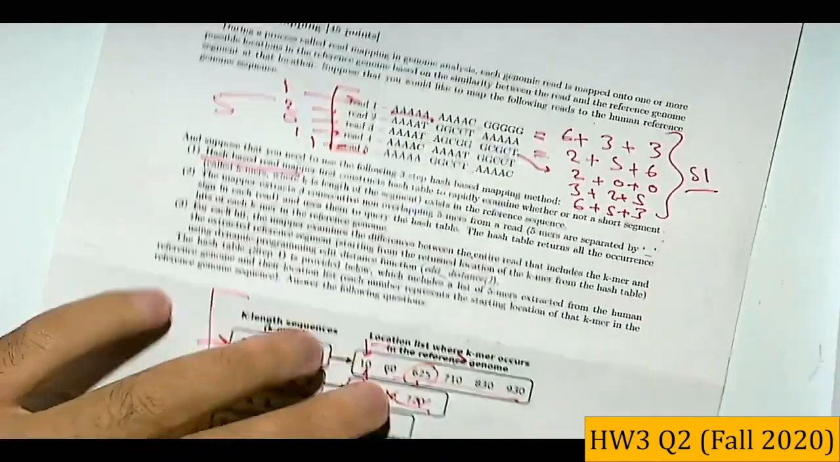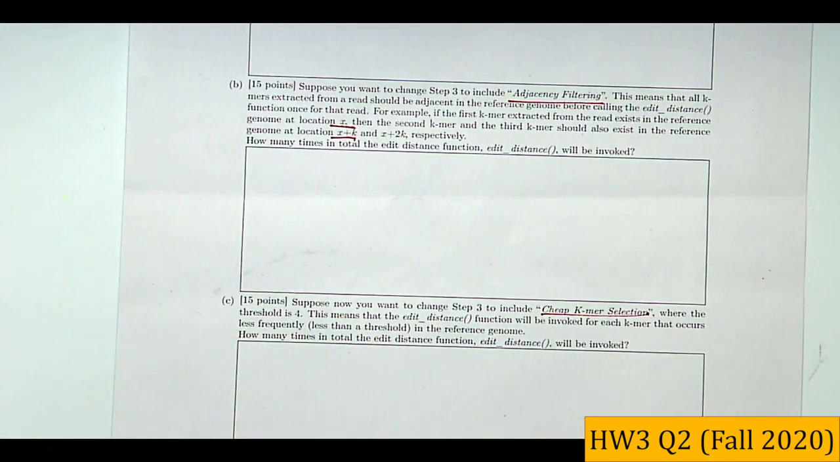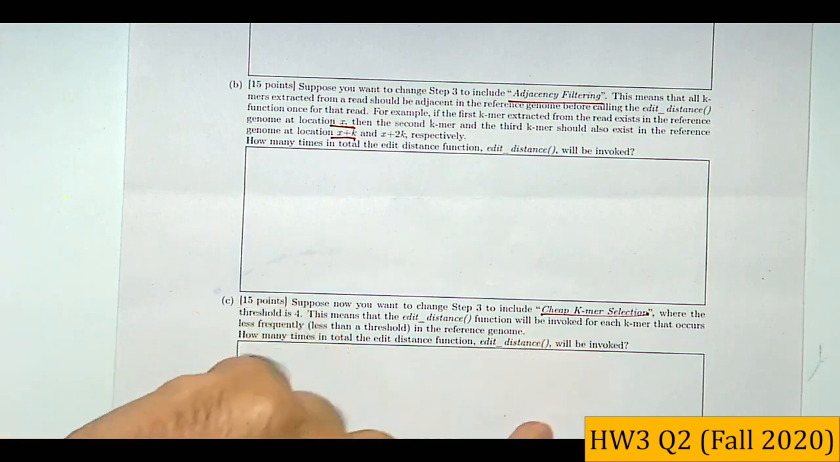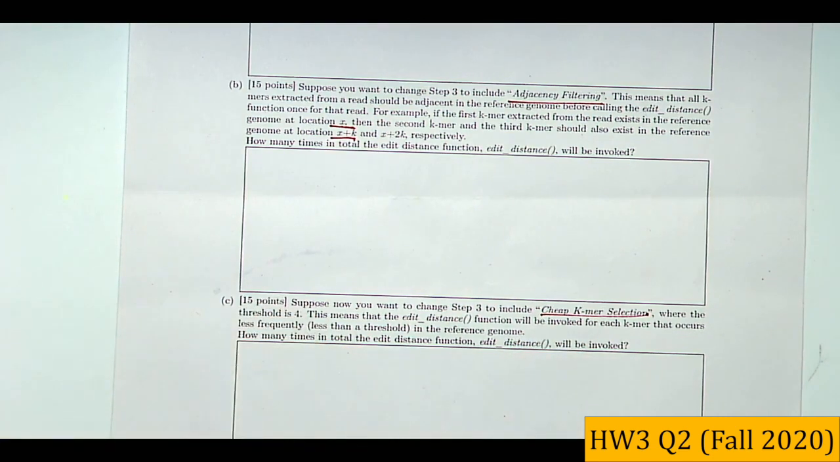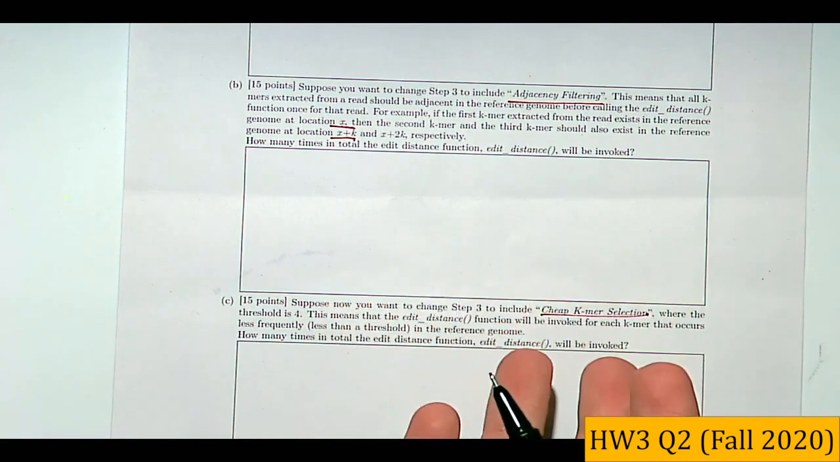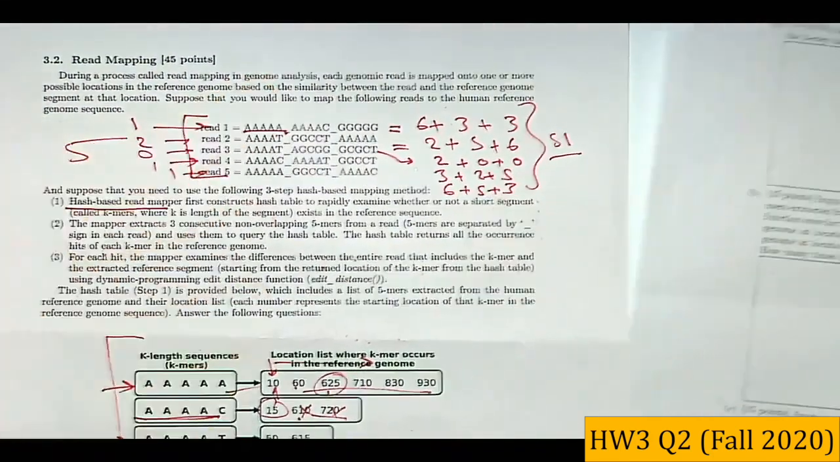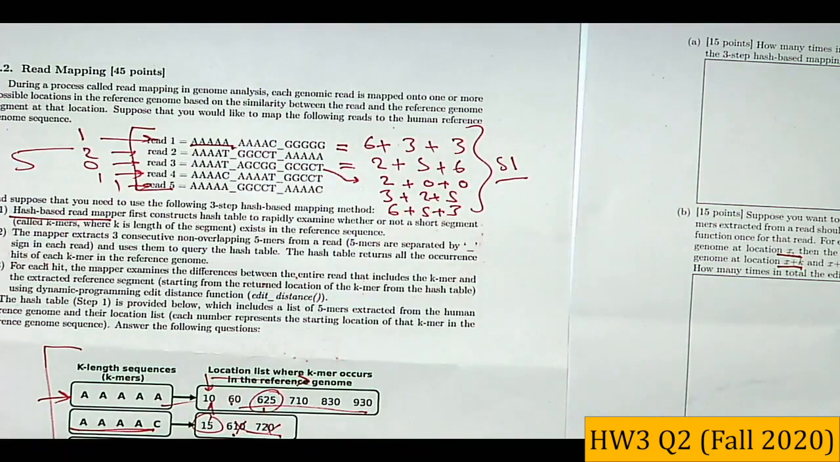We still have the third question, where some smart people proposed another method called cheap Kamer selection. So now let's see whether that improved the execution time or the number of times we are executing this edit distance function. Let's go back to the read set and the definition of cheap Kamer. Luckily, you got all those definitions, so you don't need to memorize them, right? Whatever new algorithm we propose in the exam will be defined. You just need to follow the definition.